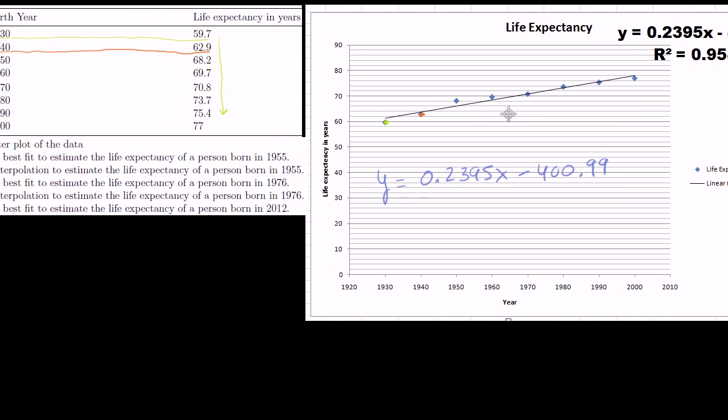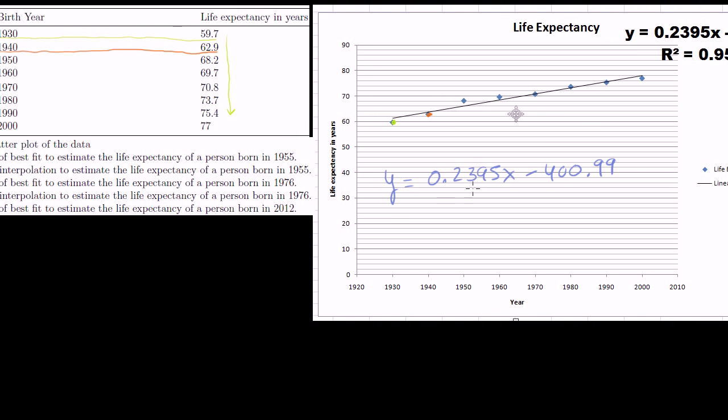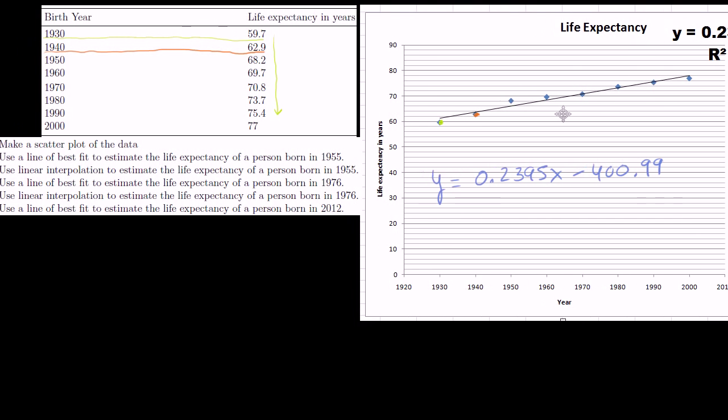So let's use our line of best fit to answer the rest of their questions. The second question is, use a line of best fit to estimate the life expectancy of a person born in 1955. So we have two options. We could just eyeball it. 1955 is right there. If you go up from 1955, you're going to hit the line of best fit. Let me do it in a different color because that's the same color as the dots. In 1955, you're going to hit the line of best fit right there.